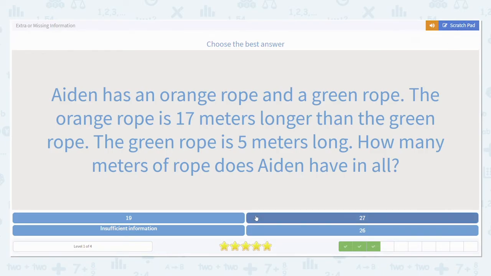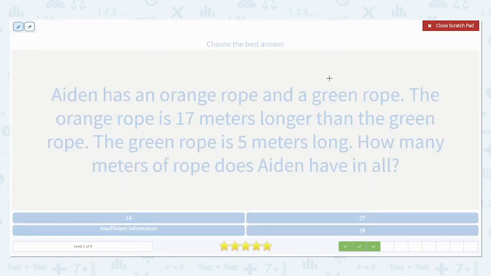Here is a modification of the rope question from before, where we now do have enough information. Aiden has an orange rope and a green rope. The orange rope is 17 meters longer than the green rope. The green rope is 5 meters long. How many meters of rope does Aiden have in all?